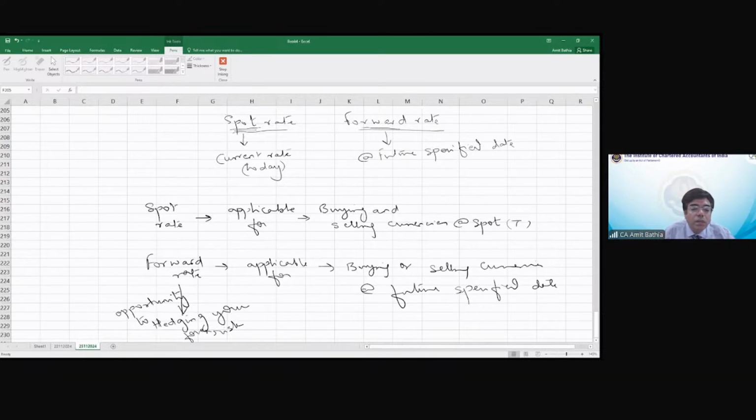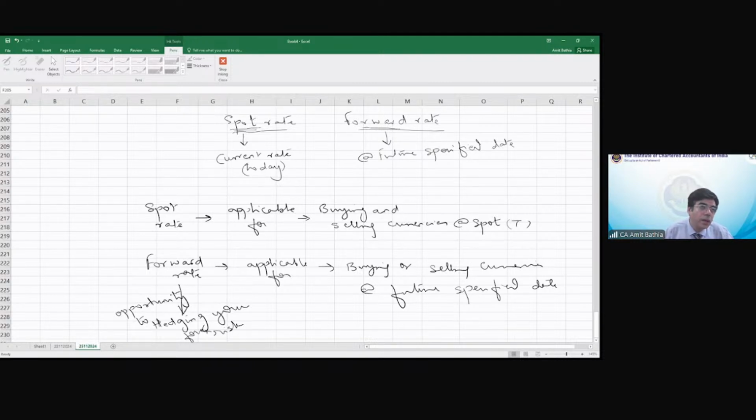So what is the meaning of this here? How can I essentially hedge my risk? If I don't want to take the risk of conversions, right? And also most importantly, not just conversion, most importantly, the risk is of fluctuating exchange rates, right?